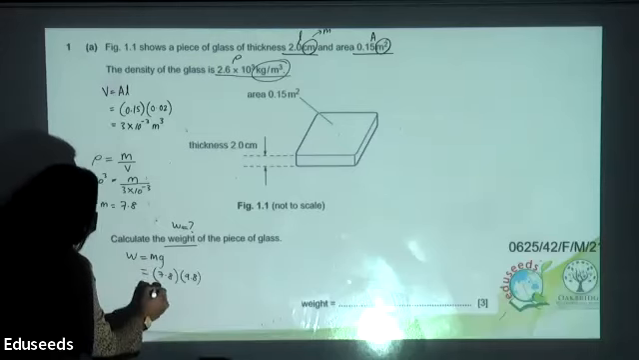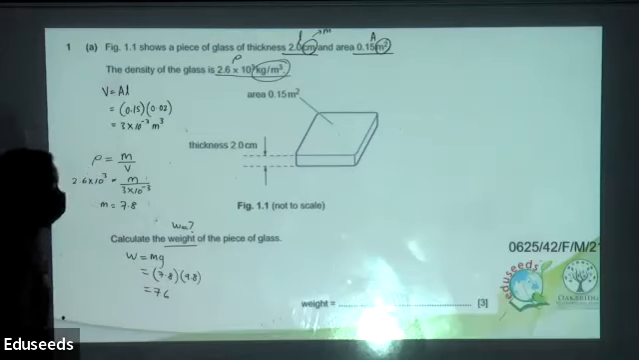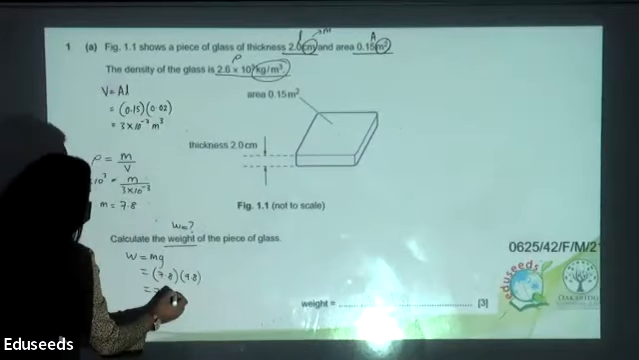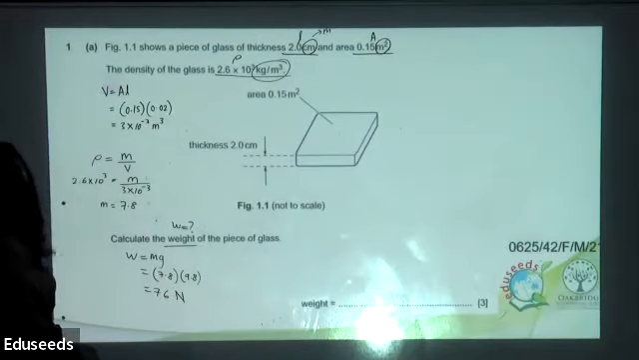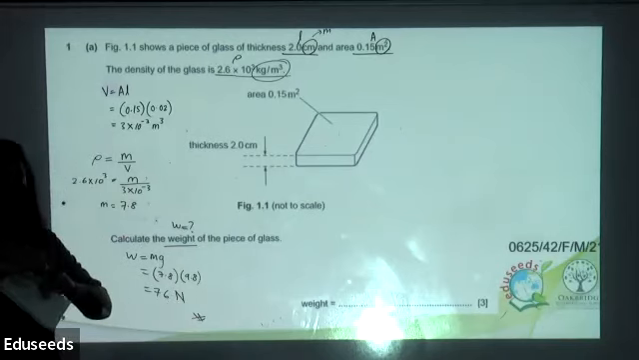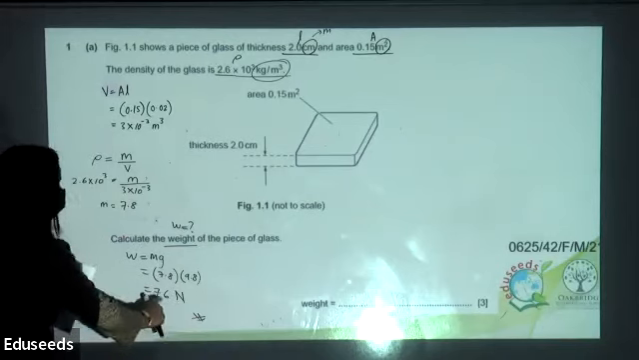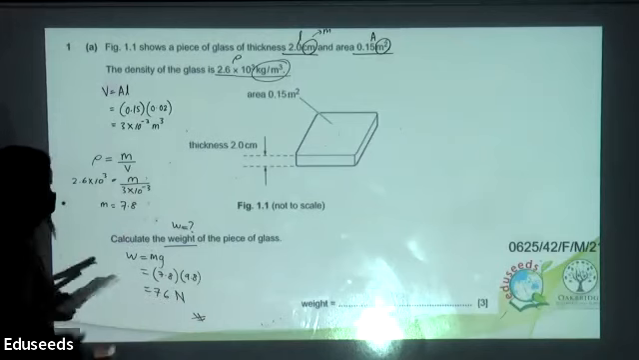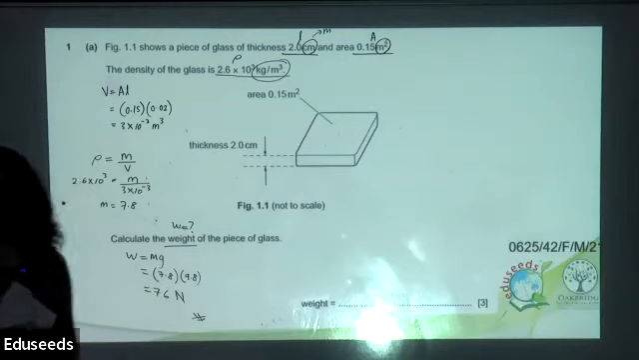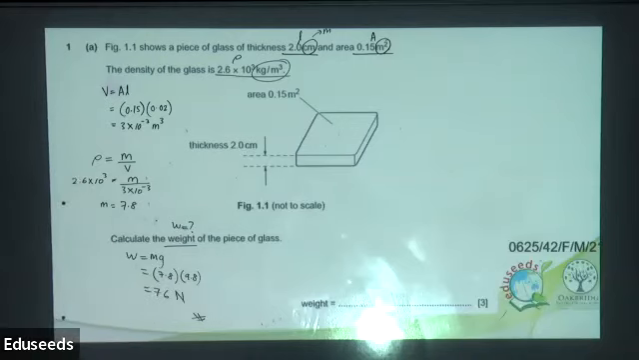What's the final answer? 76. You must give the answer with the unit. Weight is a form of force, so it is Newton. So you are done. Two significant figures is enough. But if you use 10, it will be a different value. Okay, next question.